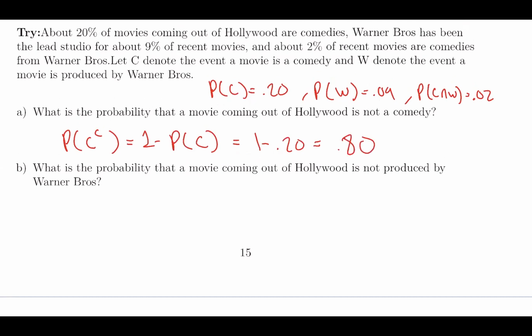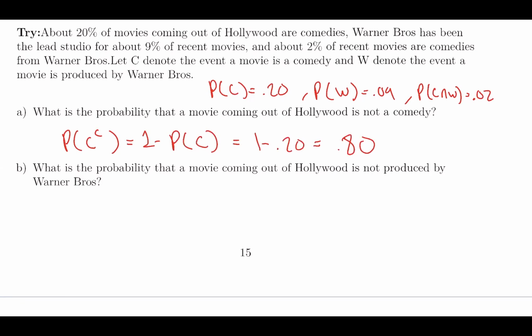And that's it. If I know 20% of movies produced in Hollywood are comedy, that means that 80% of the movies produced in Hollywood are not comedy. So we could have romance, action movies, fantasy movies, and others. But yeah, 80% of the other movies are something other than comedy.